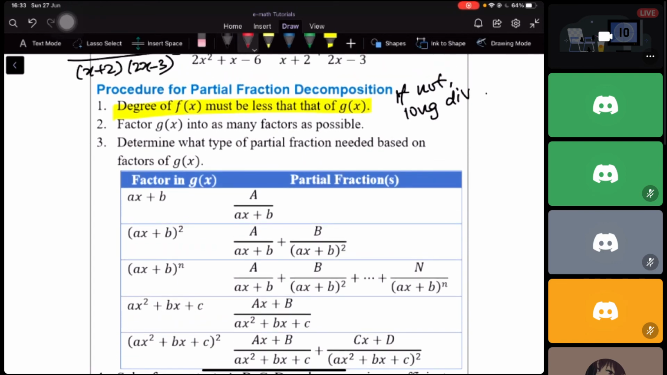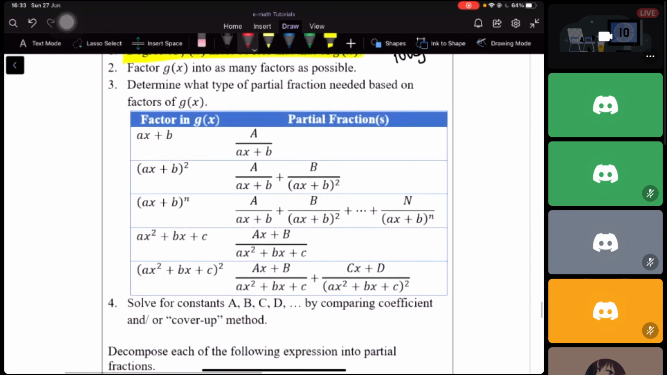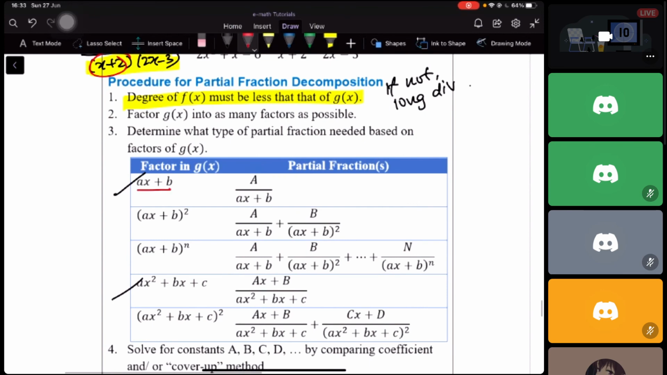Then after that, you look at this denominator and see what kind of factors you have, either linear factor or quadratic factor. Basically, you refer to this table. All you have to remember is this fellow and this fellow. If you have a linear factor, ax plus b is a linear factor, then you choose this one.